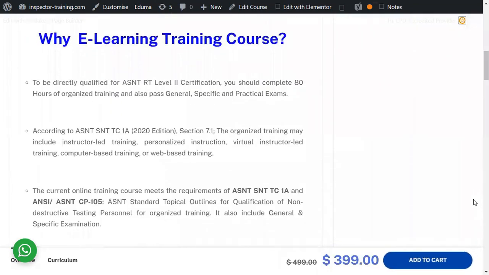According to ASNT, section 7.1, 2020 edition, the organized training may include instructor-led training, personalized instruction, virtual instructor-led training, computer-based training, or web-based training. And to be directly qualified as an RT level 2, you need 80 hours of classroom training.